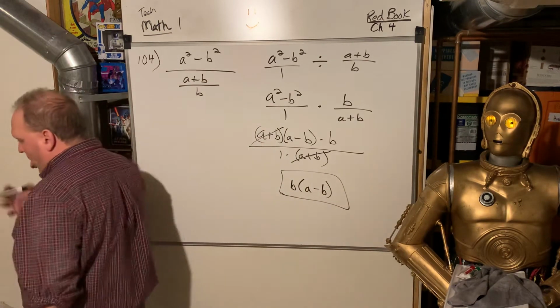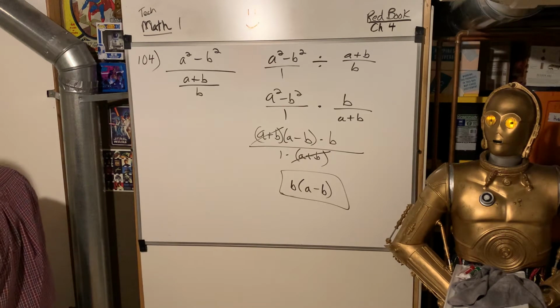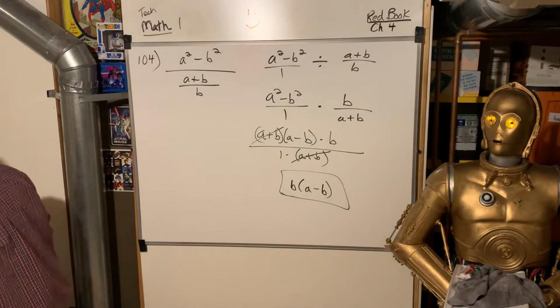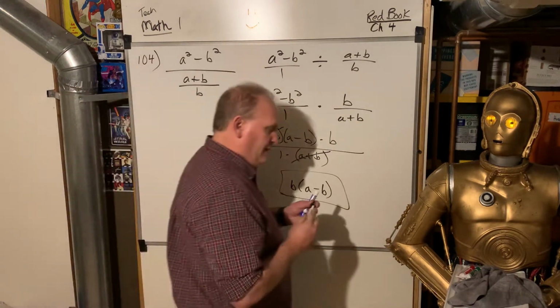over 1, but that's the same thing. And again, if you multiply the b through and say ab minus b squared, that's fine, but you don't really have to. Let's take a look at 412.